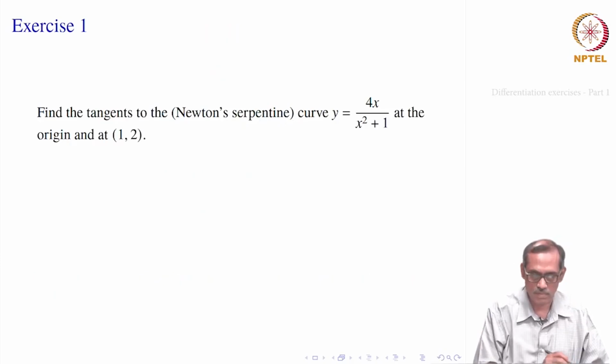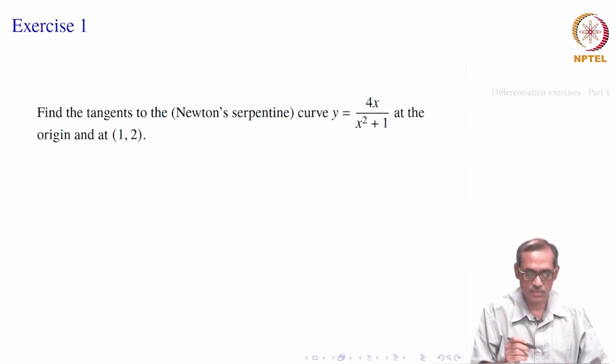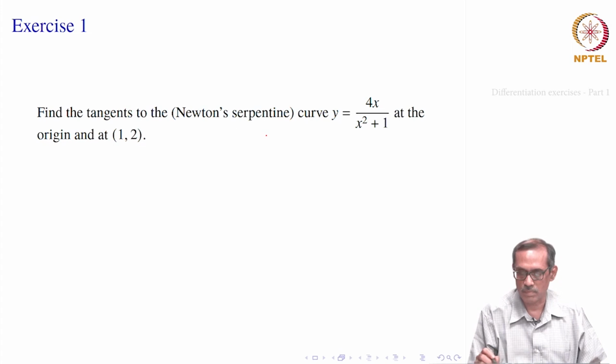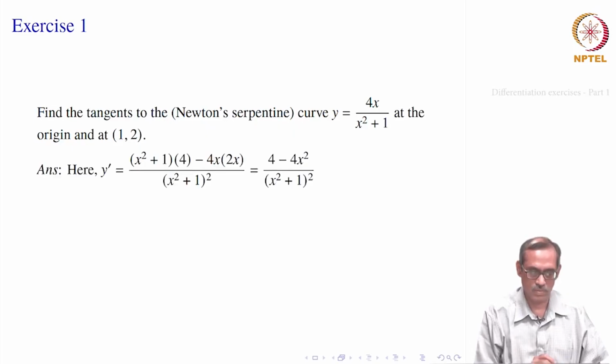So, let us go to the first problem or exercise 1, which says that we find the tangents to the curve y equal to 4x divided by x square plus 1 at the origin and also at 1, 2. So, there are 2 points where we have to find the tangent. This particular curve is called Newton's serpentine due to its graph. So, y equal to 4x divided by x square plus 1, that is our function. We want tangents at the origin and at 1, 2 points.